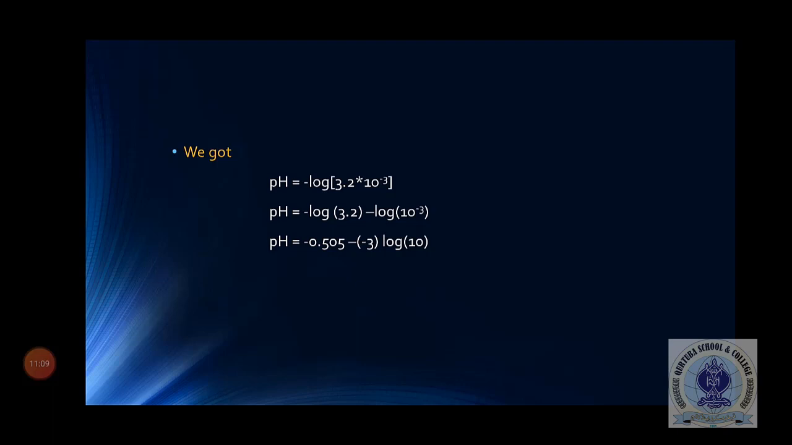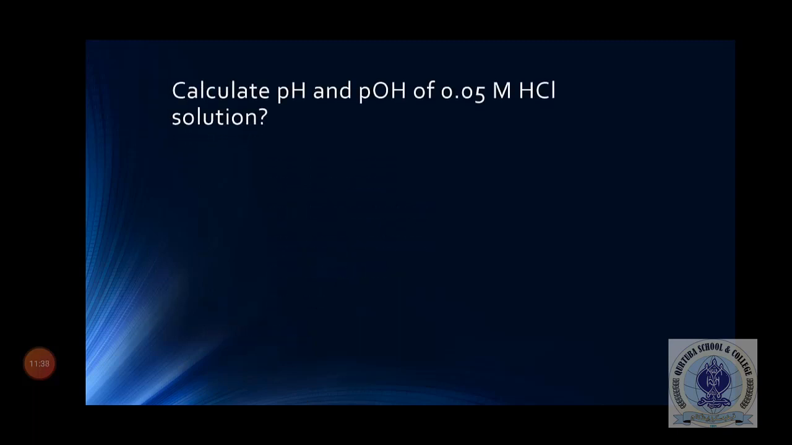According to the formula, minus 3 will be as shown in the third line, and we take the log of 10, and we know that log of 10 equals 1, and we will get pH equals minus 0.505 plus 3 multiplied by 1, and the answer will be pH equals 2.5. So here you can see that the pH value is less than 7, so the solution is actually acidic, or you can say the carbonated drink is actually acidic.